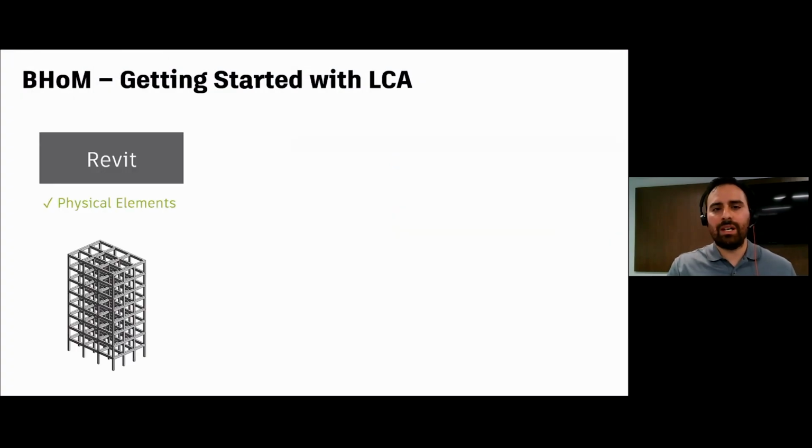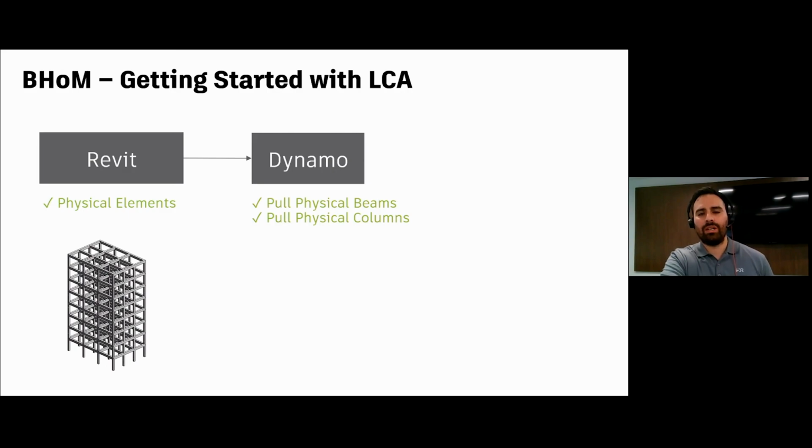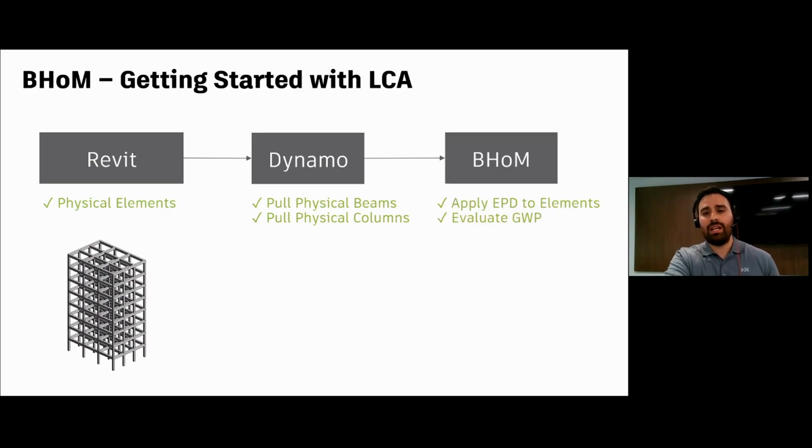All right, so this next step here is we have that Revit information. We already did that, grabbing all the physical beams and columns in Dynamo. And now last, we're going to do this last piece here. We're going to apply the EPD to the elements and evaluate the global warming potential.